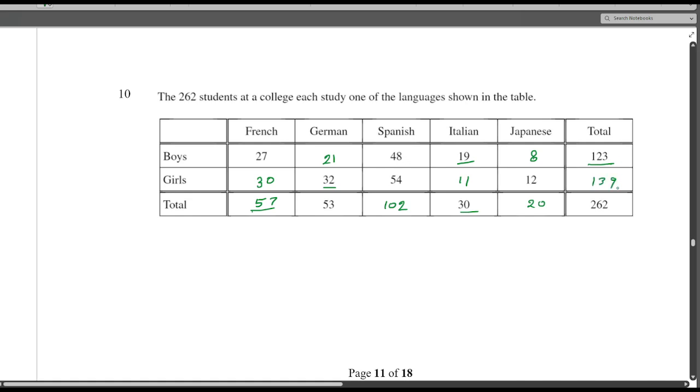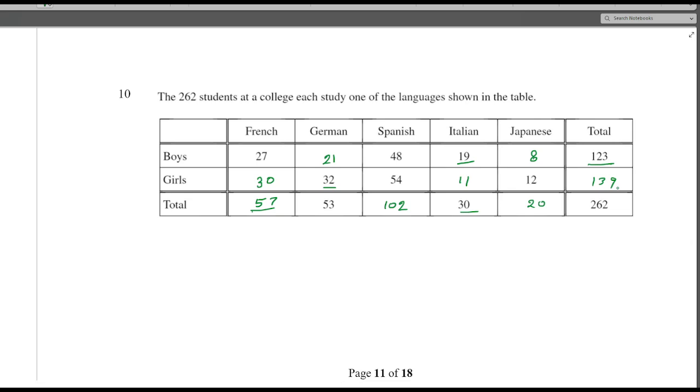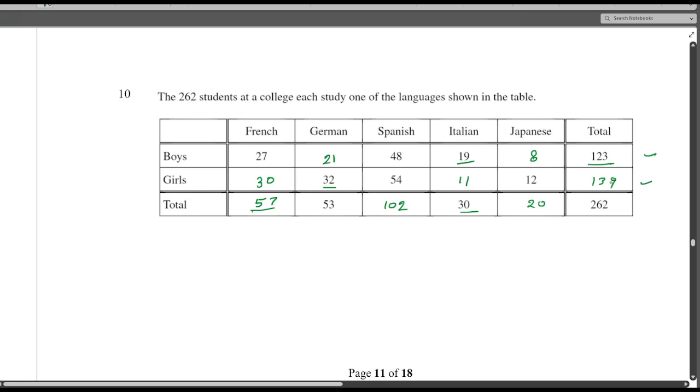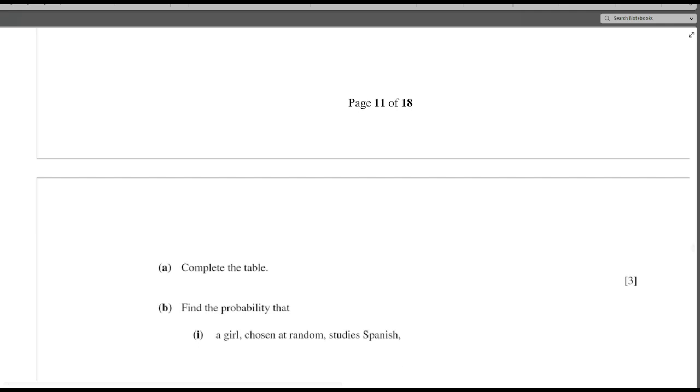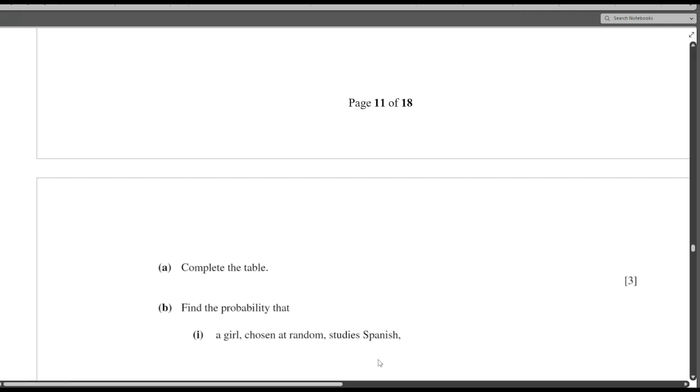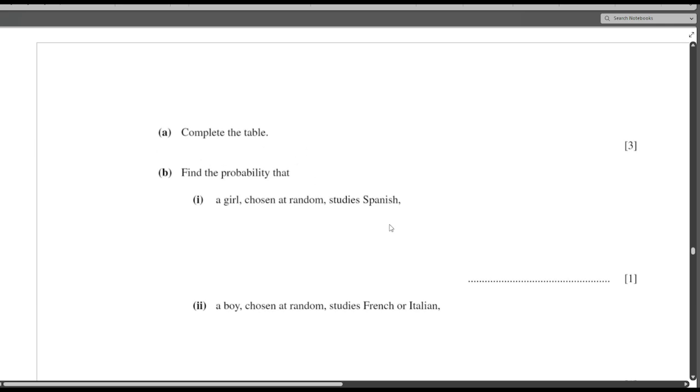Now if this 123 plus this 139 gives me 262, then I will say that my calculations are all correct. This is a kind of check. I will add these two, and it should give me 262. Now the next part of the problem: we have completed the table.